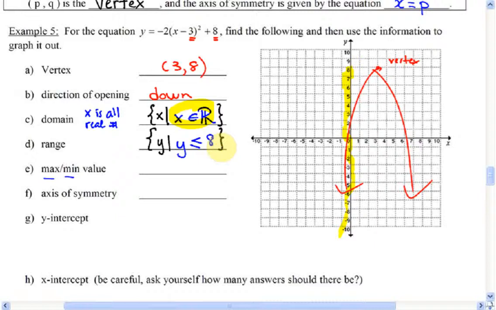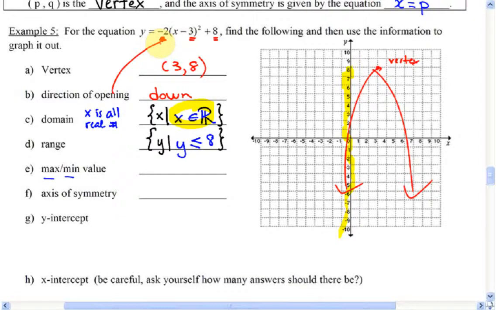I have a question for Rebecca. Direction of opening, which negative were you looking at? The one in direction of opening. I'm looking at this negative here in front of the bracket. It's the a value. Max, min. Where is the max or the min? First of all, which one do we have? A max or a min?